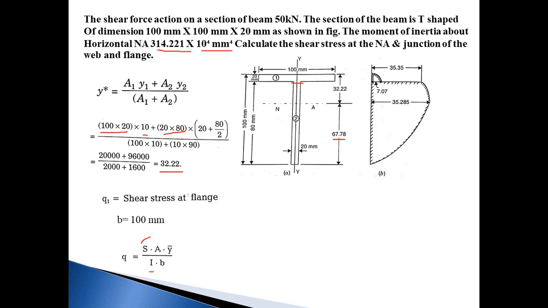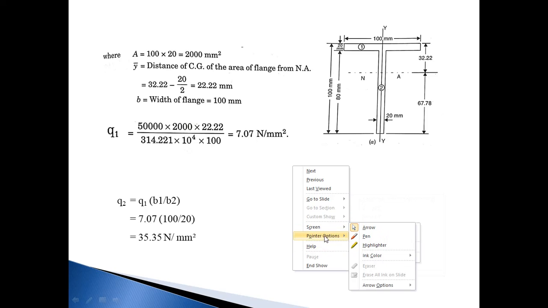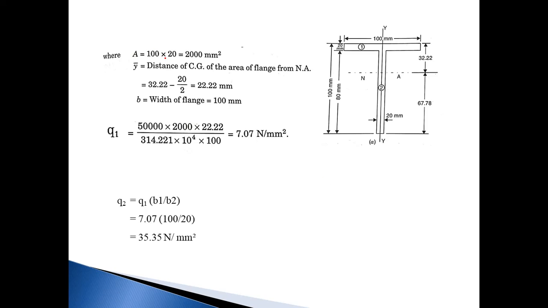So let us see what the A value is for this Q1. For this Q1, the A value is considered above this junction area. The area above the junction is 100 mm by 20 mm, so A is 100 by 20 mm. Then y bar means the CG distance of that area from the neutral axis. Suppose this is your CG for this particular area, then this is your y bar.